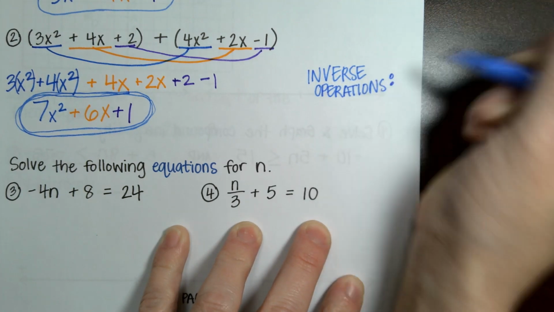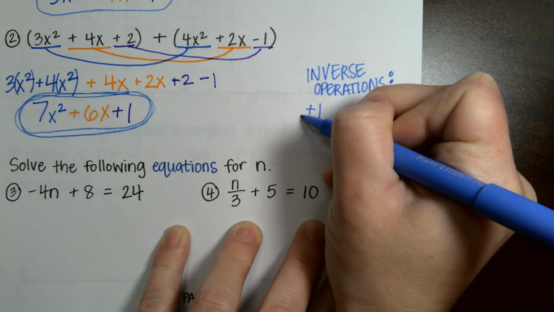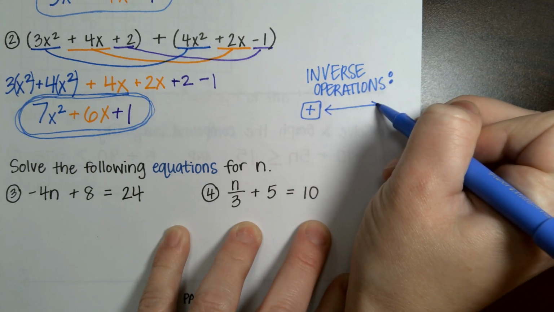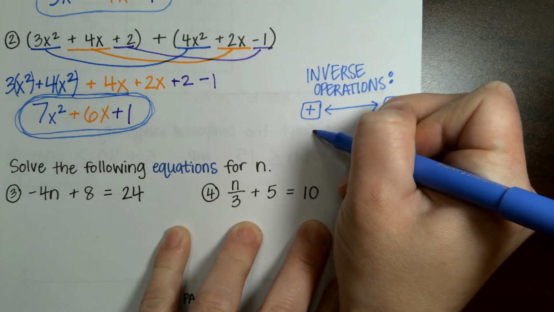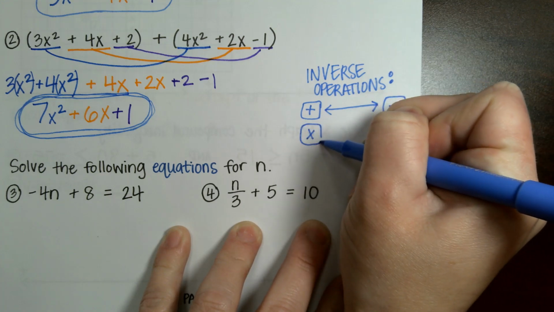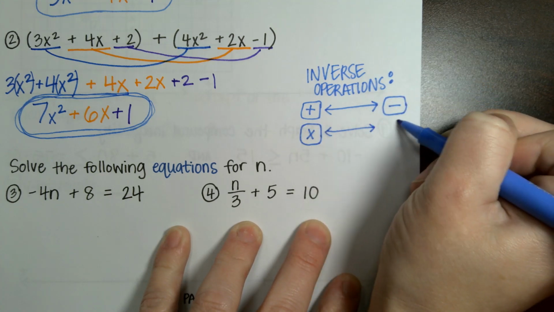So remember our inverse operations, we've got addition. What's the opposite of addition? Subtraction. Multiplication. What's the opposite of that? Division, divide, good.